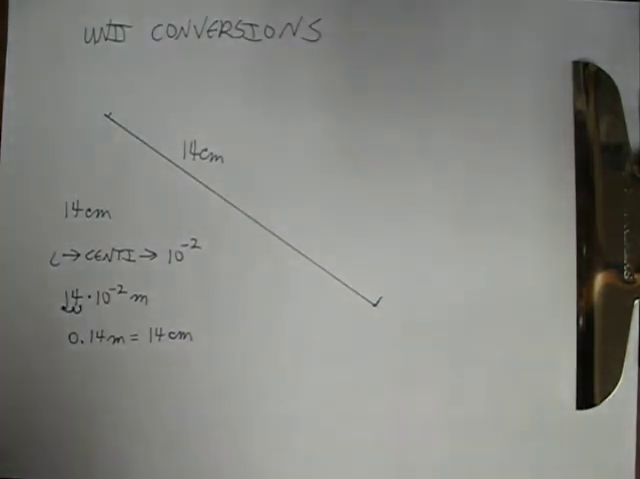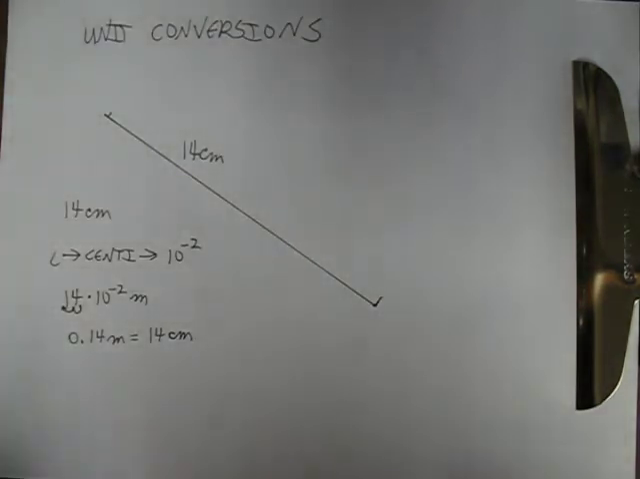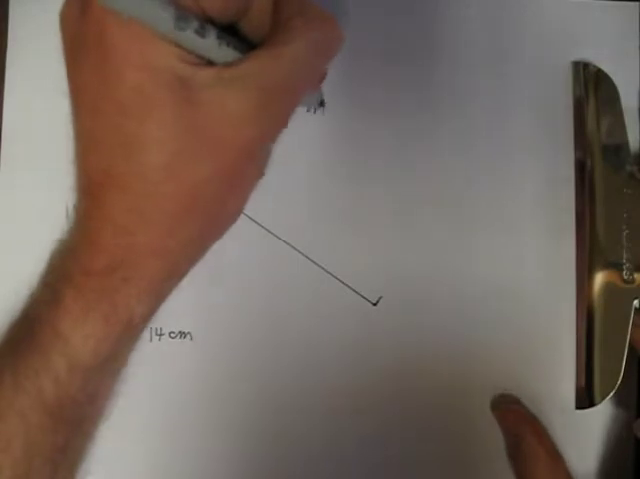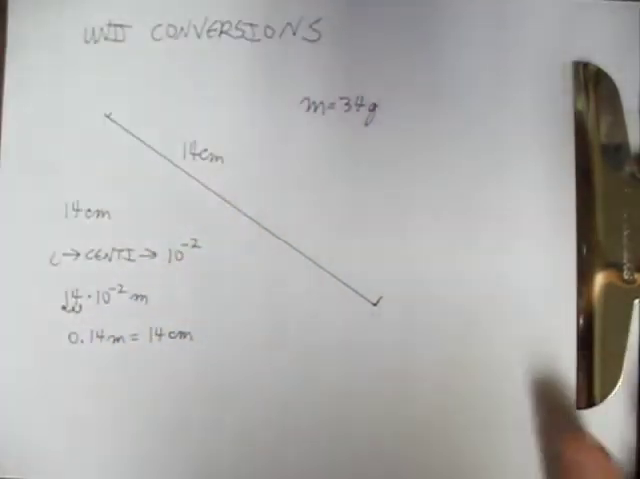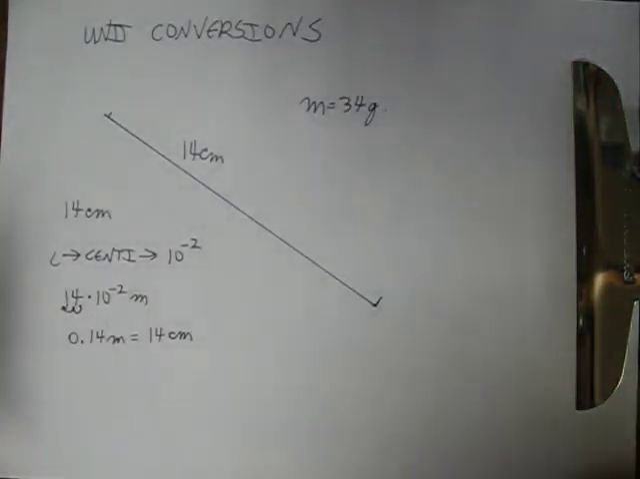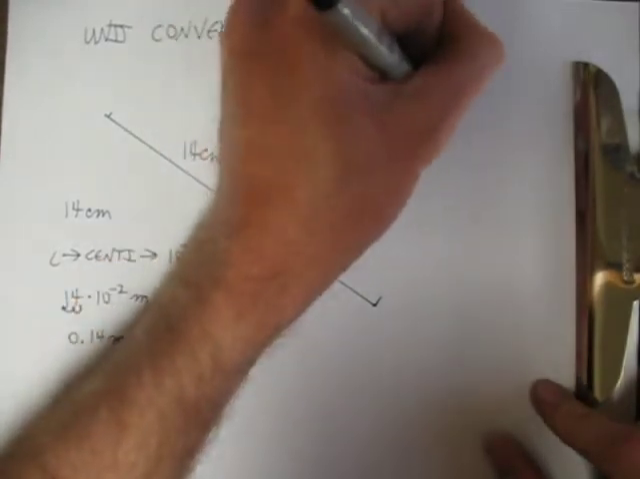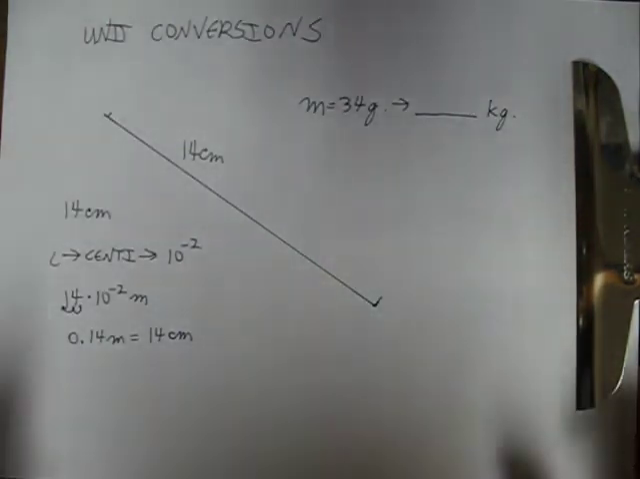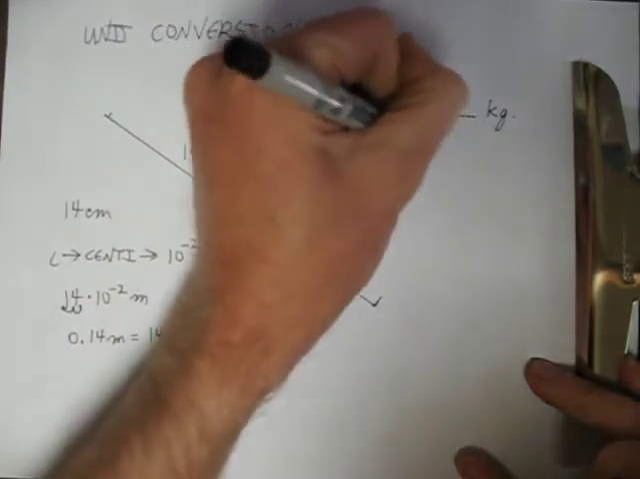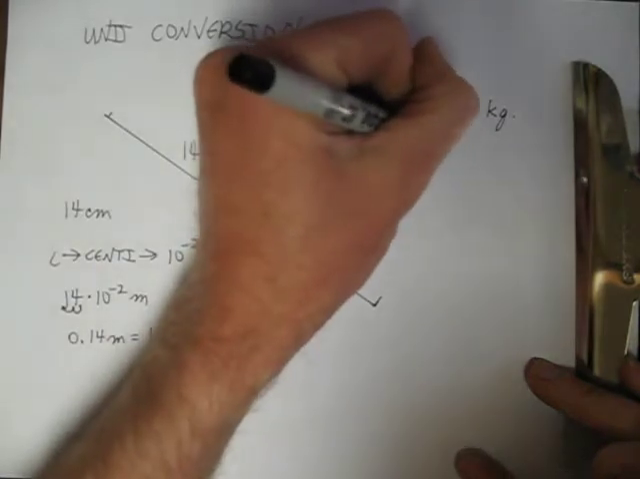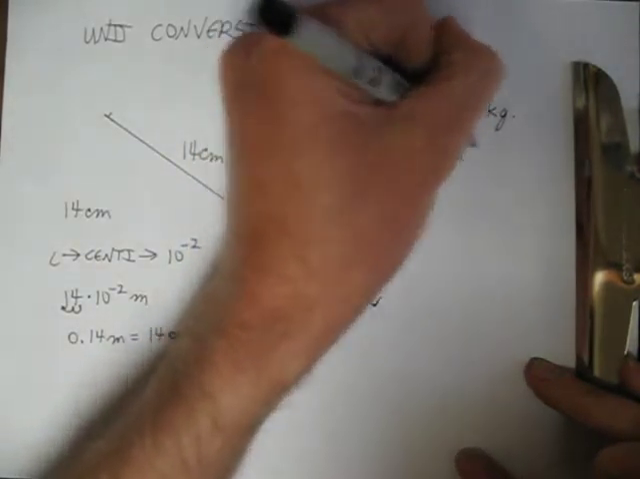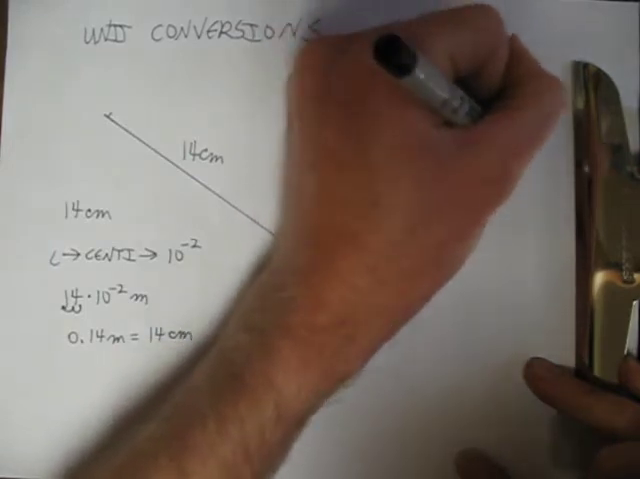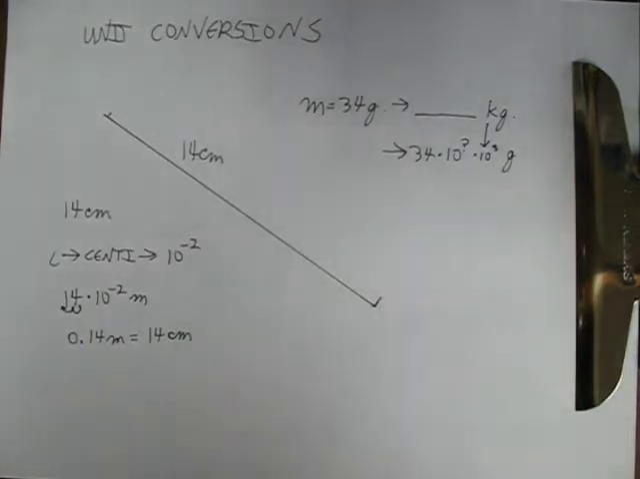Alright, now suppose we had something that weighs 35 grams. Okay, so I've got something that has a mass of 35 grams, and I want to know how many kilograms that is. So it equals some amount of kilograms. Well, this is a little bit different, but it's similar. I've got this 35 here, and then I'm going to multiply it by something, and I don't know what that something is yet. Now kilo means times 10 to the third, and then my grams hang out.